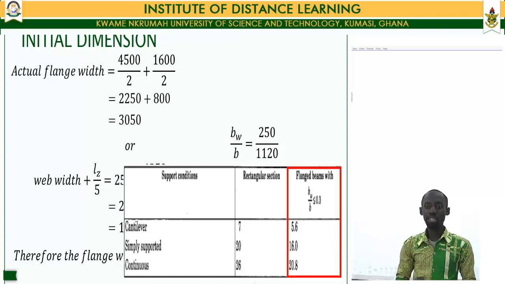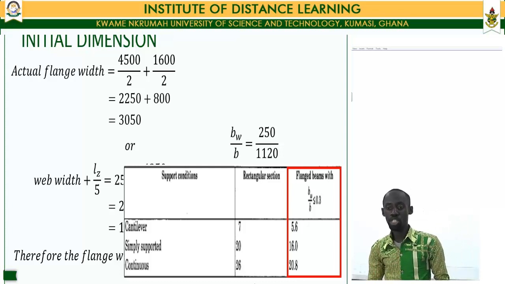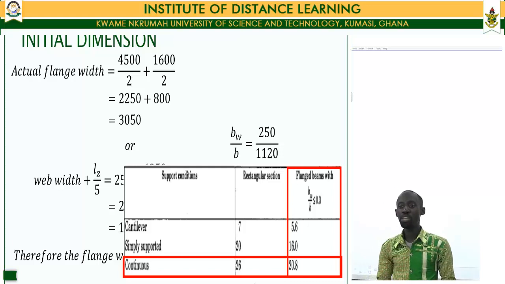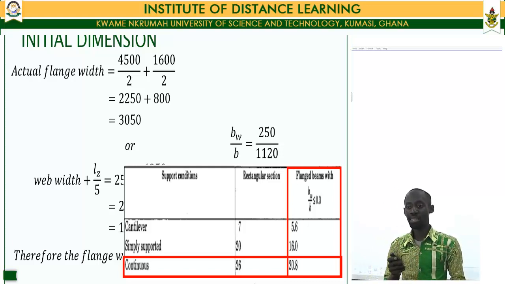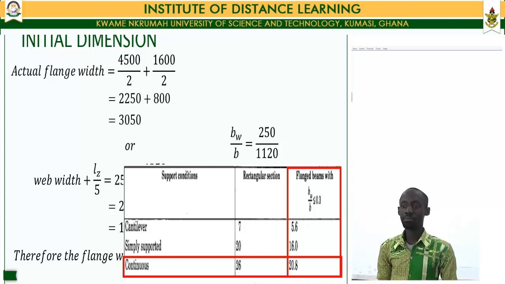And also considering the fact that the beam that we are designing for is a continuous beam, when it comes to the type of support condition, we are supposed to go and read along the row for the continuous beam, meaning that if we take our span to depth ratio, our limiting value is going to be what? 20.8, as highlighted on our slide.